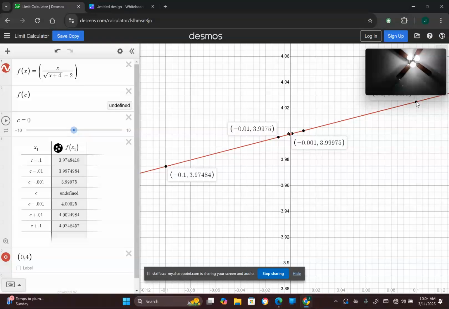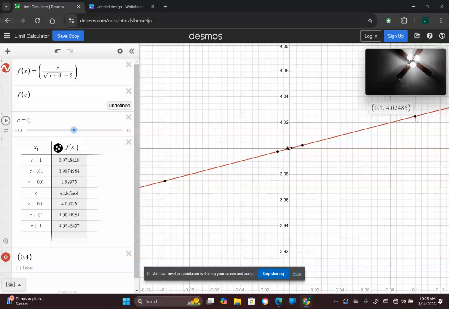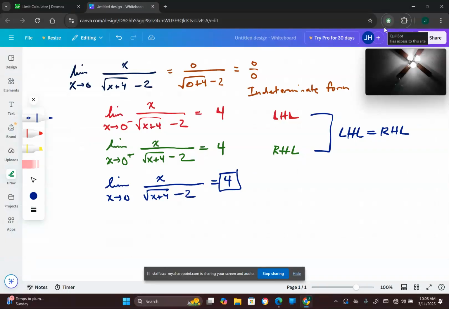Take a look at the numbers from the right-hand side. Close to 4, even closer to 4, really close to 4. So it seems like the limit from the right-hand side is also approaching 4. Okay, so the limit from the table and from the graph seem to indicate this limit approaches 4. Now we're going to do something else here.